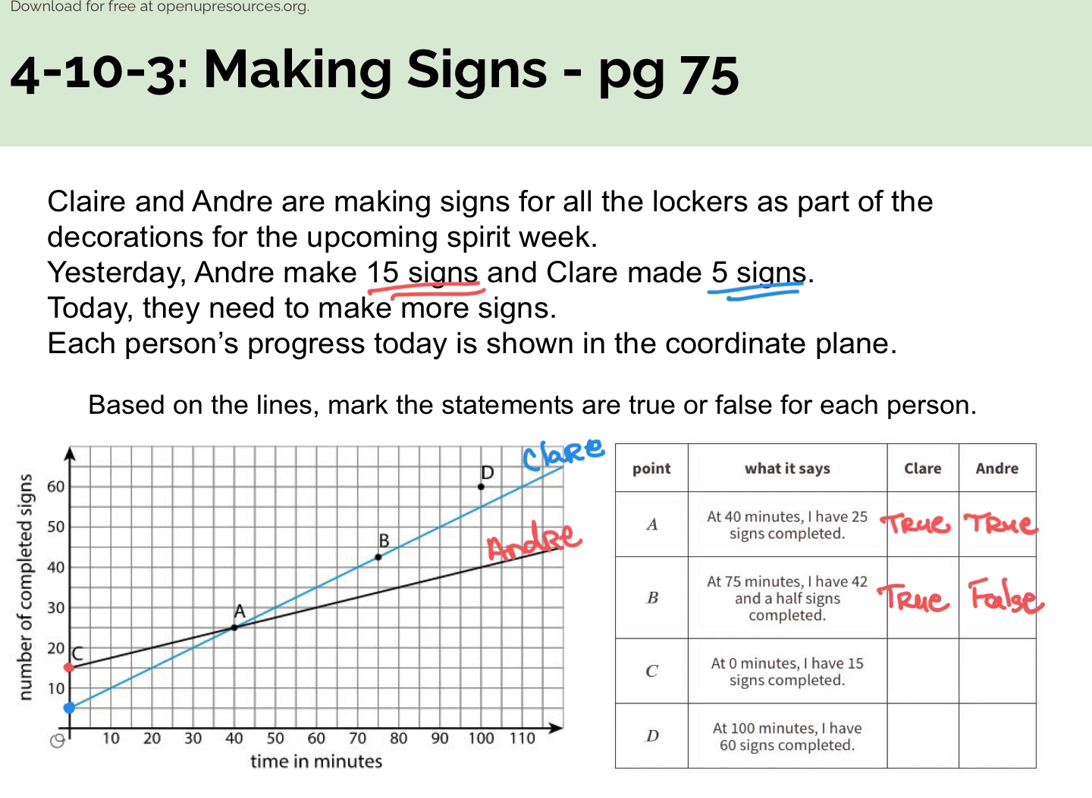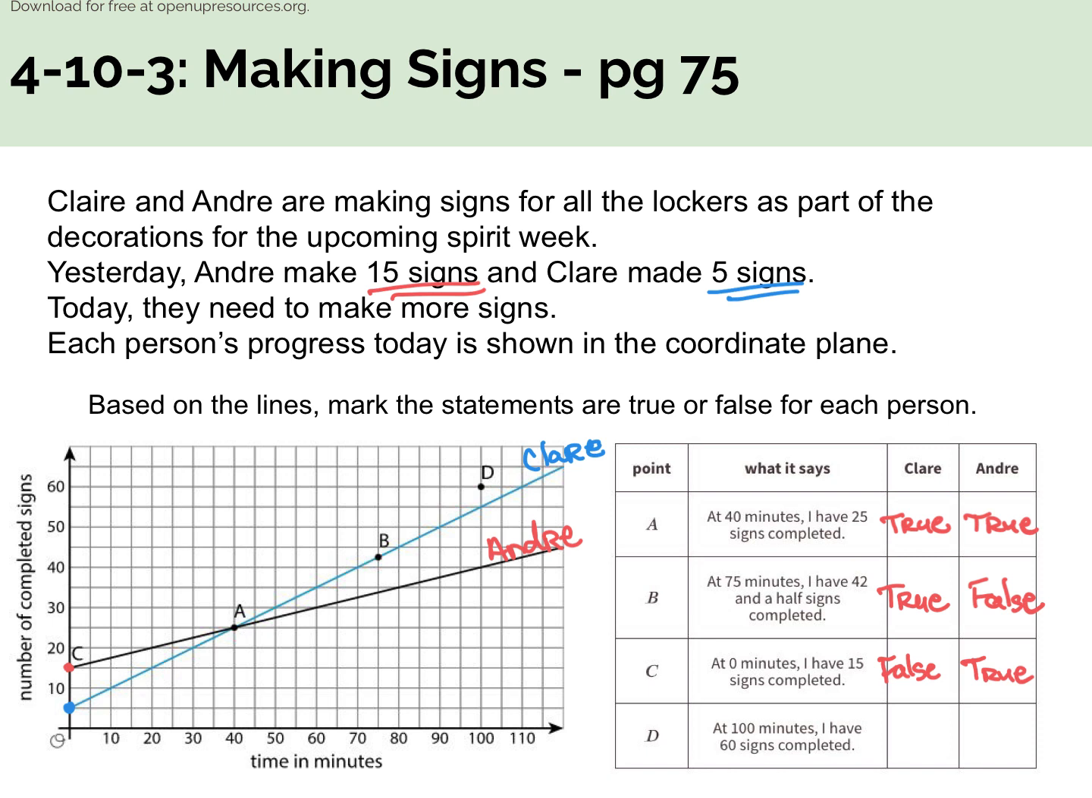Okay. All right, let's look at point C. At 0 minutes, I have 15 signs. 0 minutes, 15. So 15 is actually this one. Okay, so that's Andre, but Claire does not. So Claire's false. Andre is true.